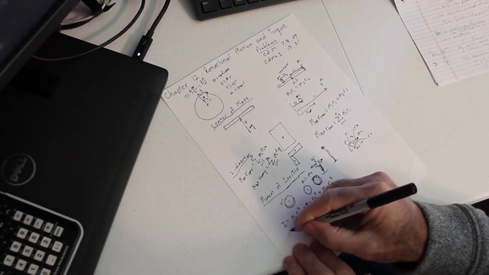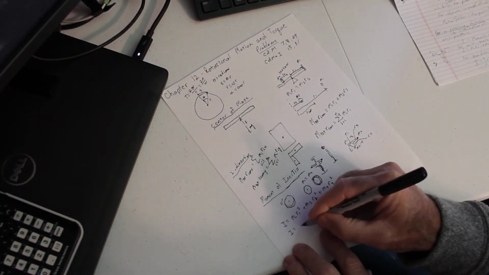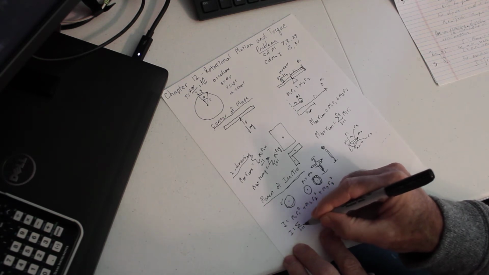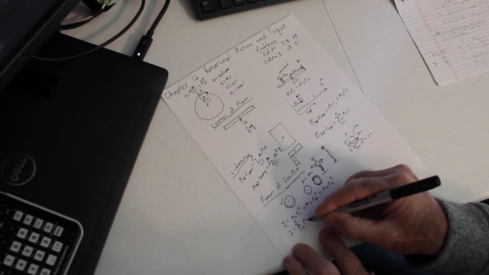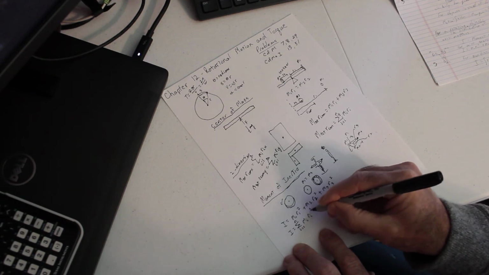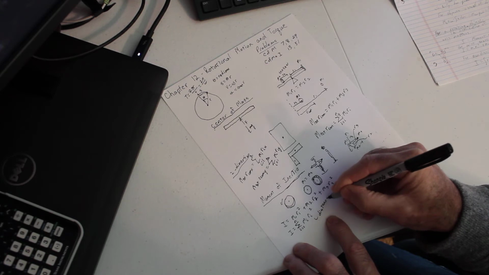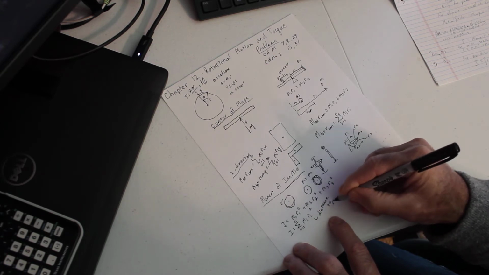And for a more general thing, if you had more than like 3 particles, this becomes the sum from i equals 1 to n of M sub i, R sub i squared. Remember, R is always the distance to the rotation point.